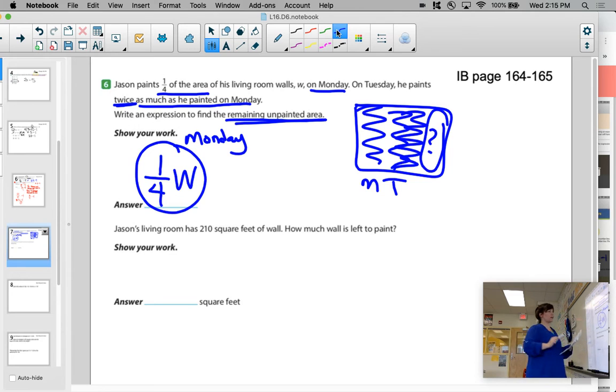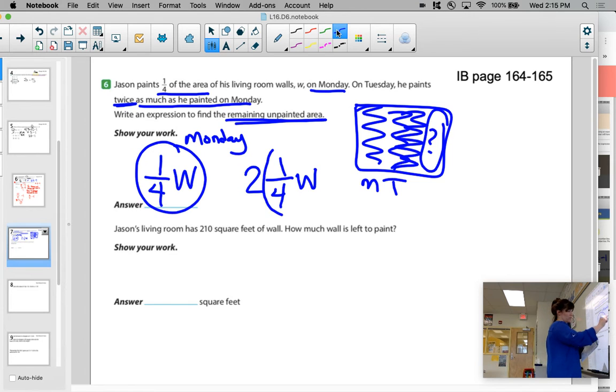Okay. And then on Tuesday, whatever this was, we don't know, we're going to double it. So I'm going to put parentheses because it's weird with the fraction there. So this is Tuesday. Okay, so let's make it red. 2 times Monday is going to be what he painted on Tuesday.